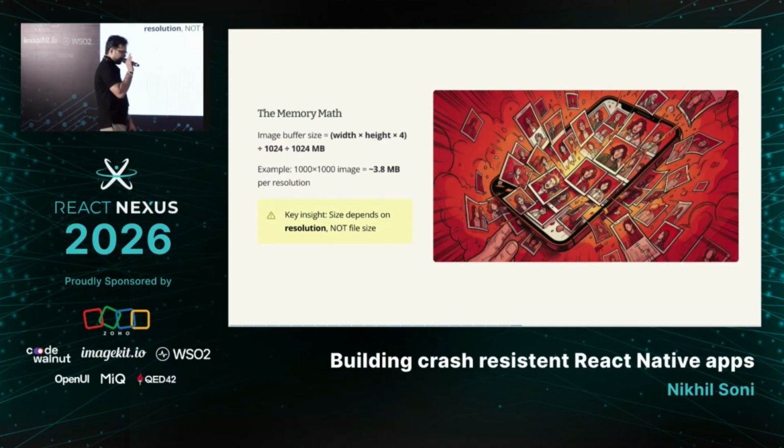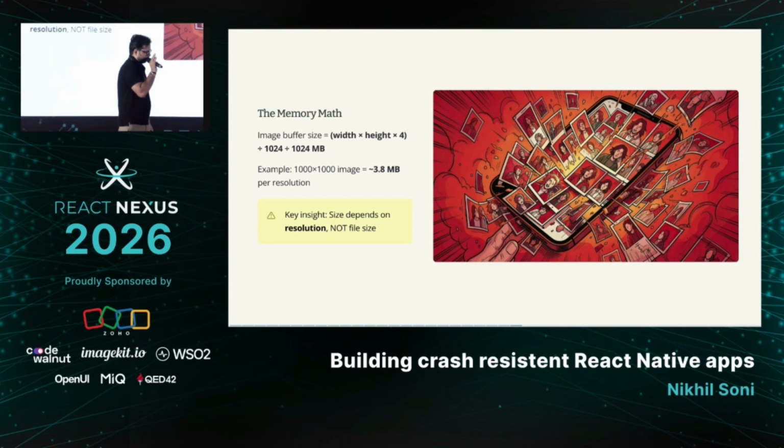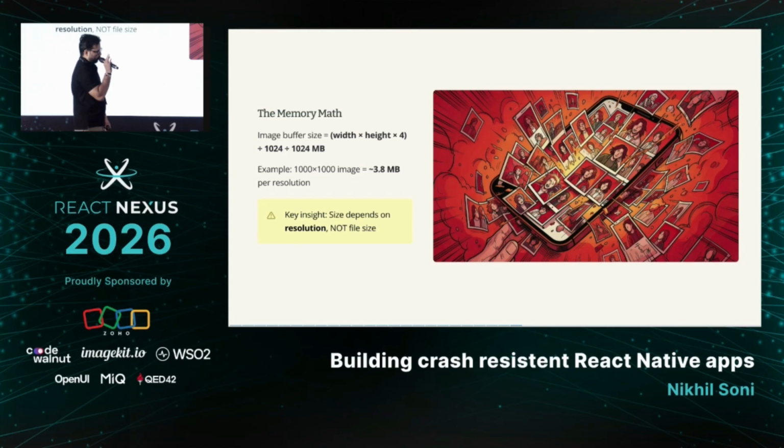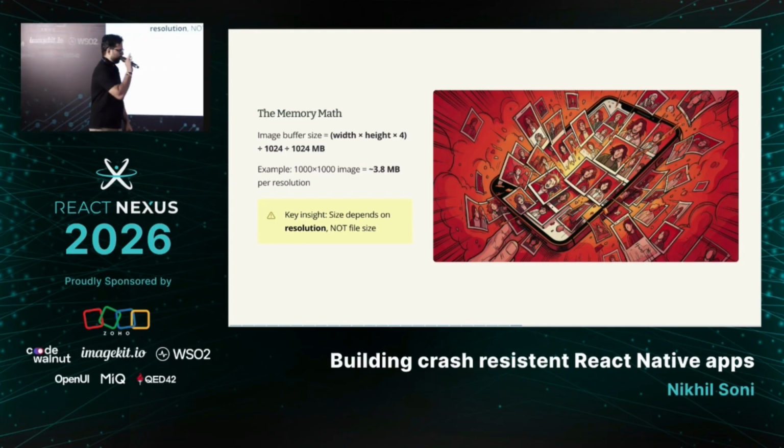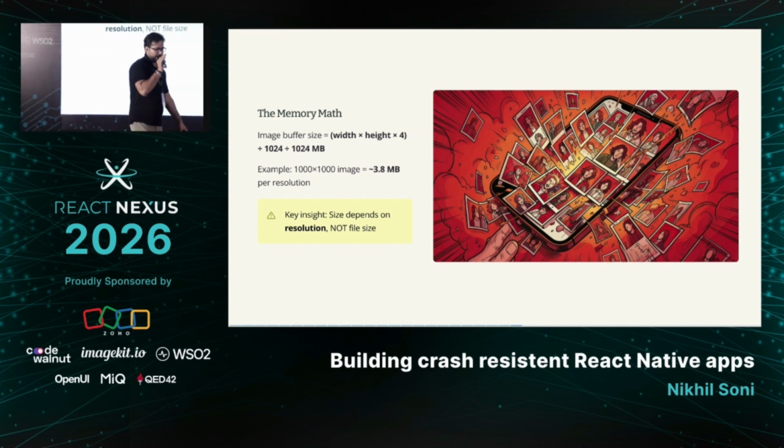How does the math work for this? Image buffer size is length times breadth times 4, divided by 1024 and divided by 1024 to get the memory in MB. So it totally depends on your resolution, not on your file size. That is something we need to care about, because it's not about whether we are loading 2 MB images or 8 MB images. It's about the resolution you are using.